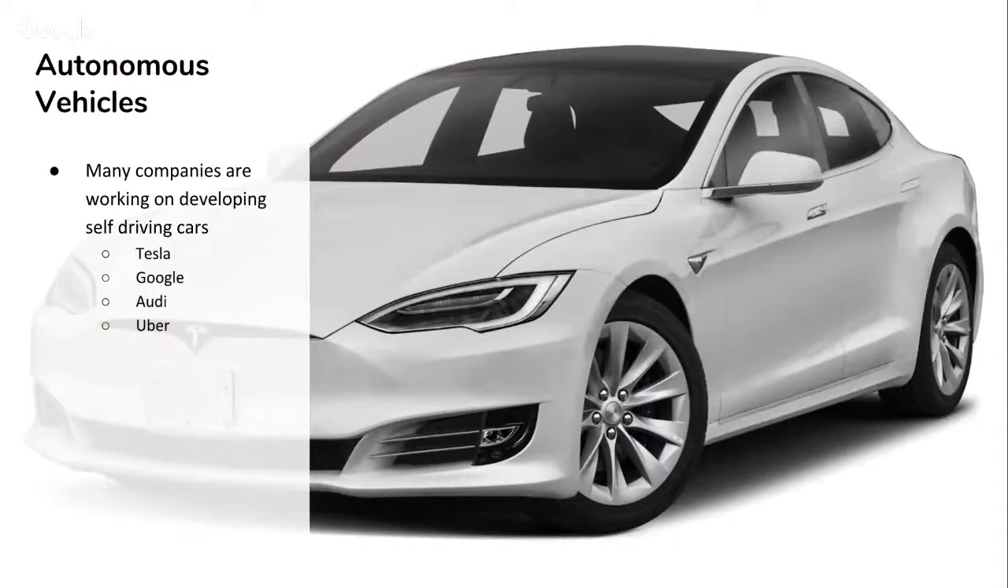Continuing, I'm going to talk about autonomous vehicles. Many companies are working on developing self-driving cars, such as Tesla, Google, Audi, and Uber. This is really interesting because you see the amount of technology that goes into making these cars, from motion detectors to sensors, GPS signals, and so forth. Making self-driving vehicles is almost possible.